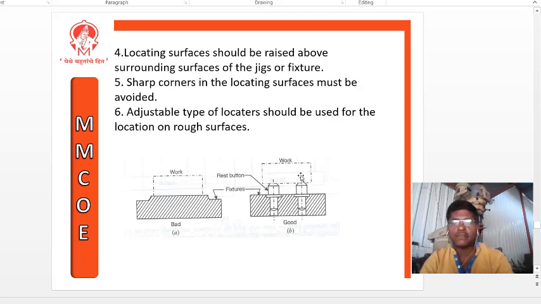Adjustable types of locator should be used for the location of a rough surface. Suppose we are resting a workpiece which has a rough surface at the bottom. We need to add an adjustable type of locator, so that if some portion is extra, the locating pin can be lowered, and if there is some hole or recess, we can raise the raised button. By adjusting, the workpiece can be placed on a horizontal level. This is another consideration.